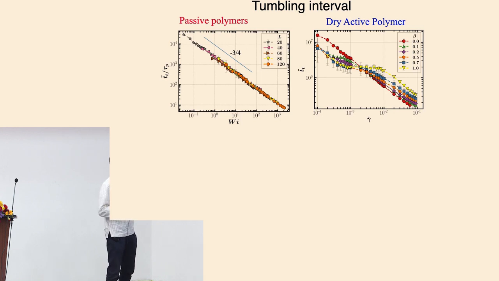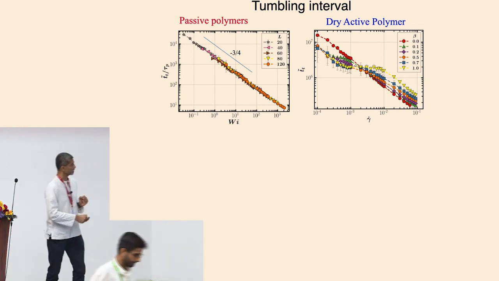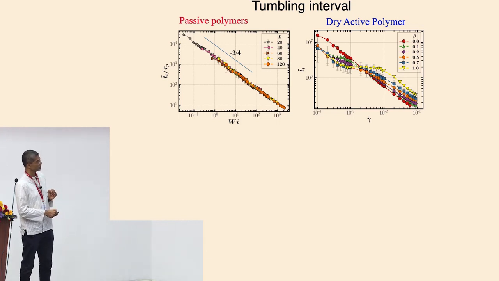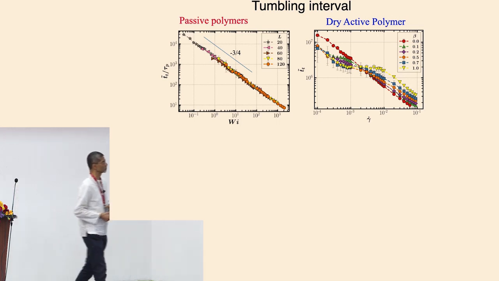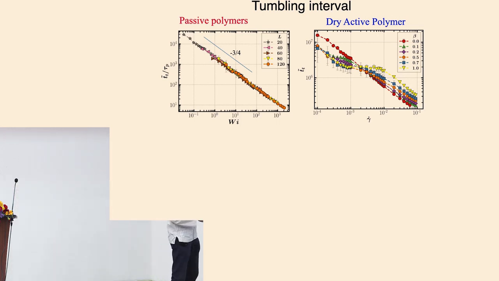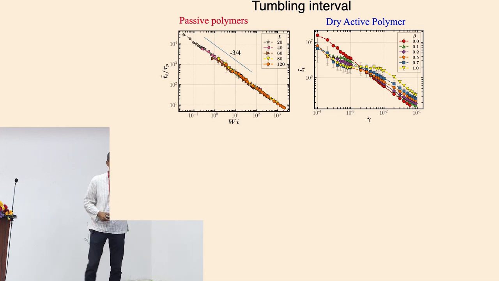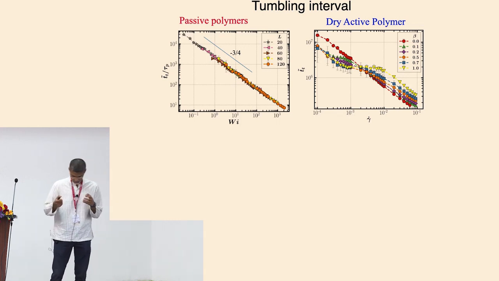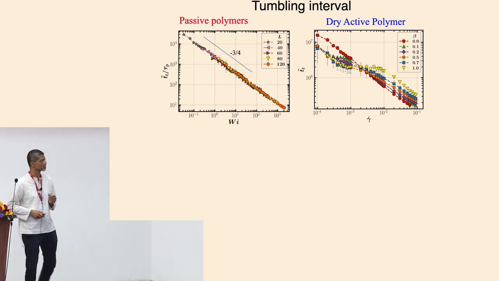Now this is the dry active polymer, and in this case this is the coefficient which is sitting in front of the curvature term which is driving it. Now I can plot that as a function of tumbling interval, as a function of the shear rate, for different activity. And you can see that, like the passive and the wet extensile active polymer which you saw, the dry case also shows similar behavior: faster tumbling at low shear rates and slower tumbling at high shear rates. So even under the shear flow, this seems to behave very similarly.